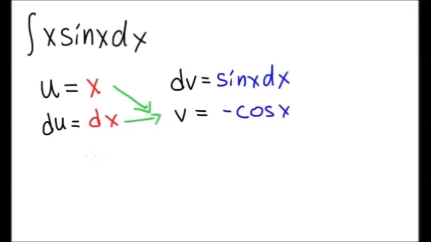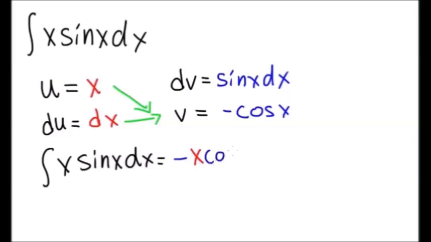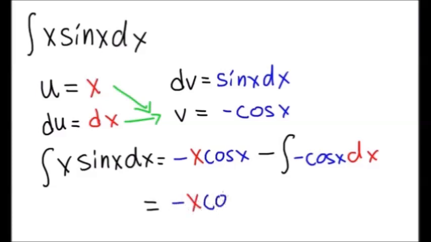Putting in our arrows to help us out for rewriting will give us the integration of x sine x dx as equal to negative x cosine x minus the integration of negative cosine x dx. Now we can rewrite this as negative x cosine x plus sine x plus c, which will give us our final answer.